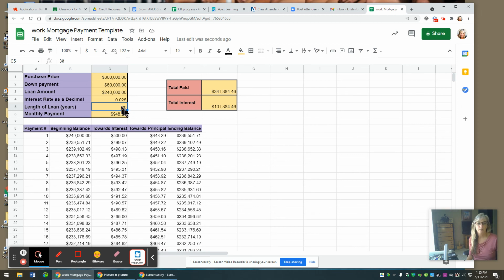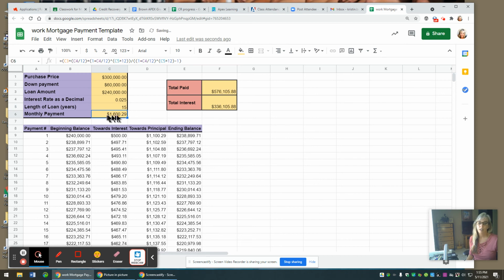What if I wanted to pay it off more quickly? Instead of 30 years, I want a 15-year loan. So I'll change that to 15. Watch all the numbers. Monthly payment's 948. Total payment for the house is 341. Total interest 101.